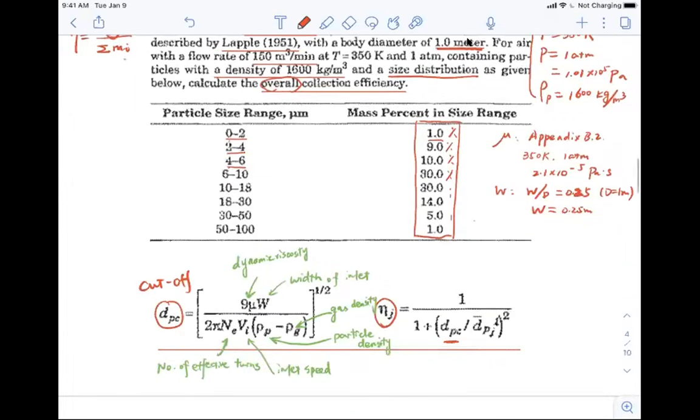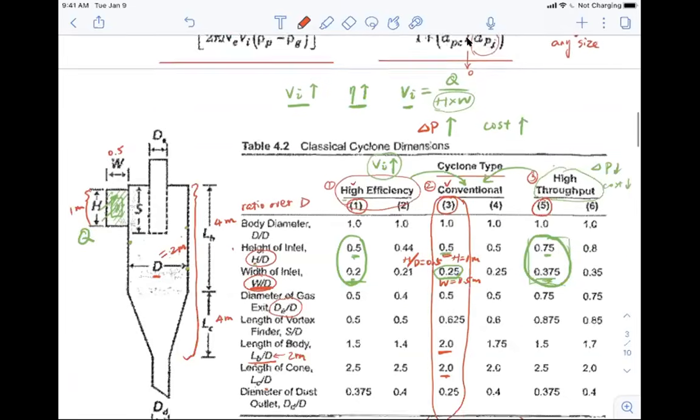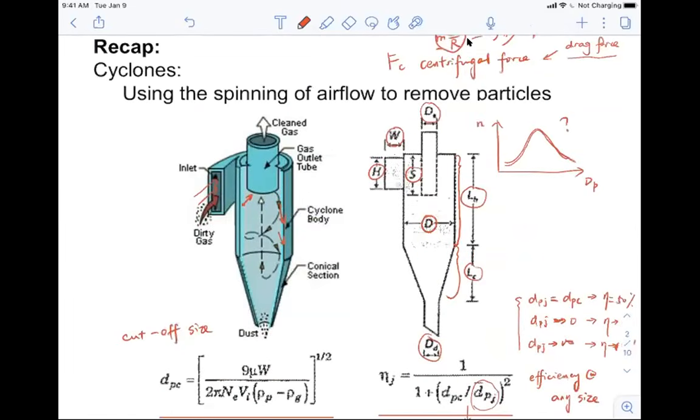Okay, so now if you look at these terms, so 2 and pi, they're just constants, right? They have a value. And then it's the NE. So the NE is the number of effective turns. And in last class, we mentioned that it's basically the ratio between the length of the cyclone body and the height of the inlet, right? Because it's basically a parameter telling us how many turns the air can make within the cyclone. And if you see here, in terms of the movement of the air, it's going to move like ribbons.